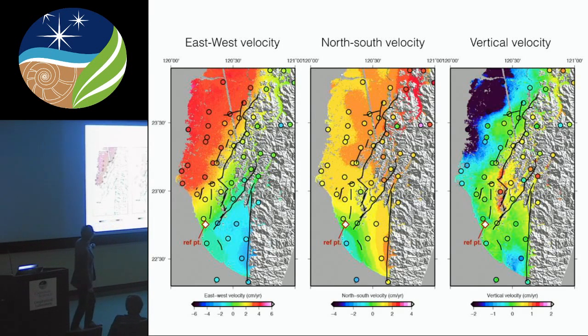Let's look at the east-west component. You can see there's a gradual change of color from red to blue. That means in this part, the surface is moving toward east relative to the reference station, and south of the reference station it is moving toward west. So there's a lot of horizontal motion in Taiwan as well.